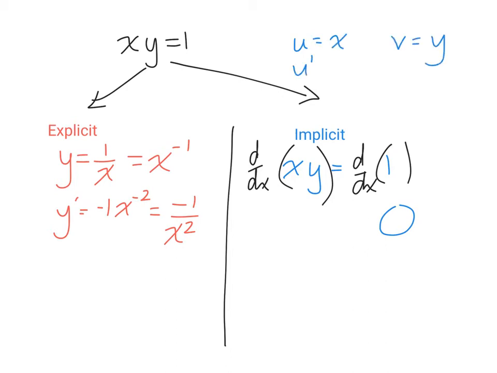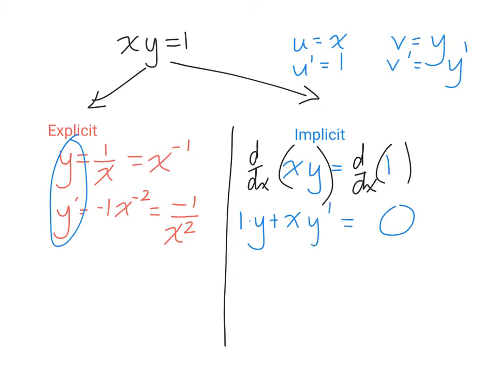U prime is just the derivative of x, and that's 1. V prime is the derivative of y. Now again, remember, we really don't know what y is, but anytime we take the derivative of y, we get y prime. Using the rule, I'll get u prime, which is 1, times v, which is y, plus u, which is x, times v prime, which is y prime, and we know that's all equal to 0. Now we want to solve this for y prime, so x y prime is equal to, I can subtract y and move it to the right side. Now solving for y prime, I get negative y divided by x.